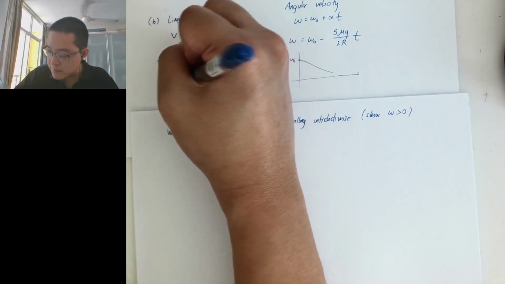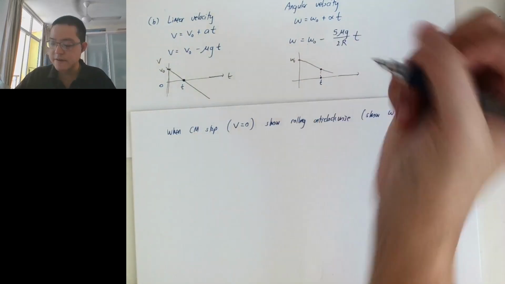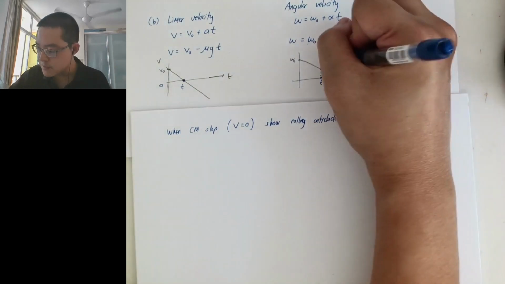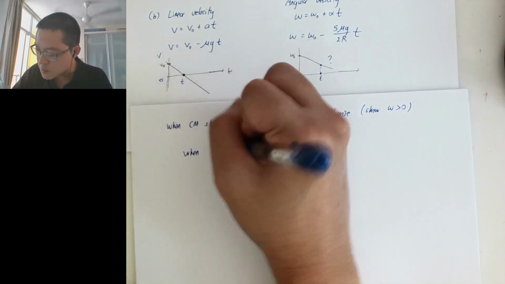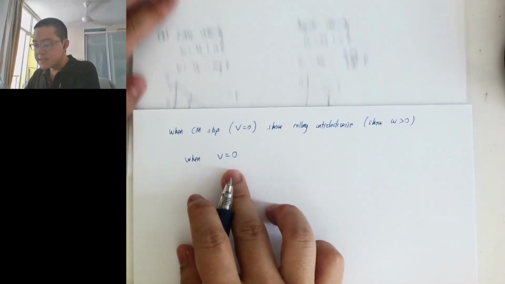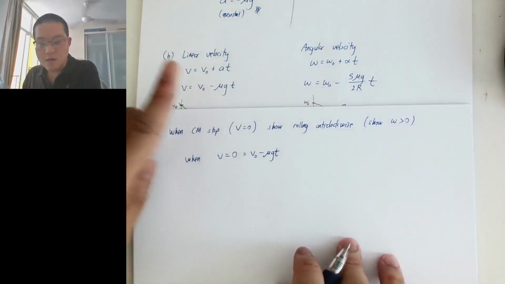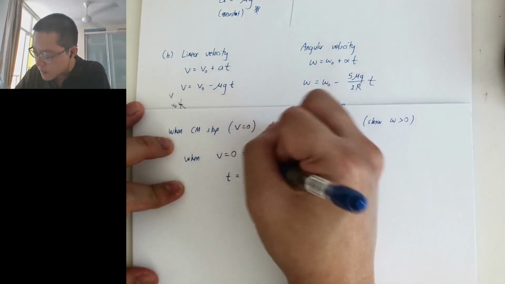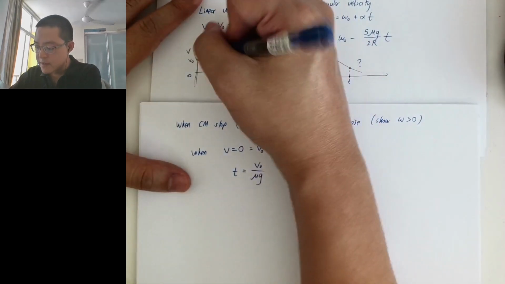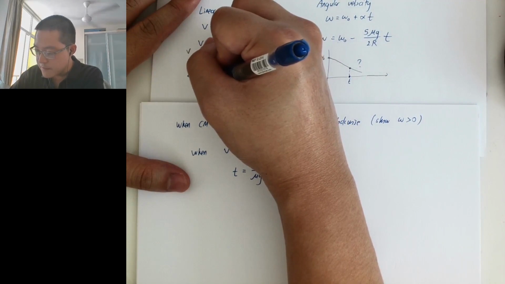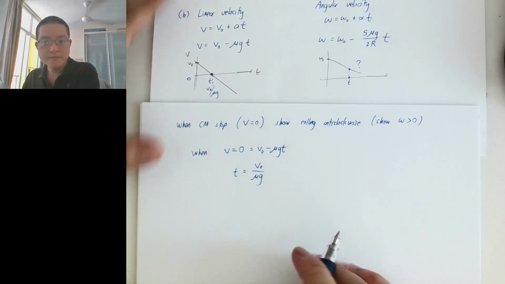So during this time, I want to show that at the same time omega is positive. Is it positive? Let's figure it out. So when is V equal to 0? When V is 0, according to the formula, v naught minus mu g t is equal to 0. So this is the time where my center of mass velocity becomes 0. The time is t equals v0 over mu g.